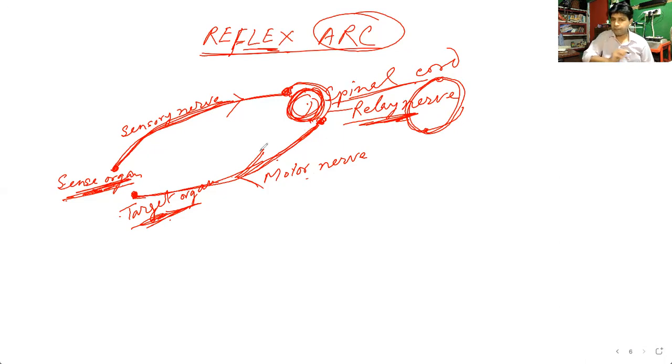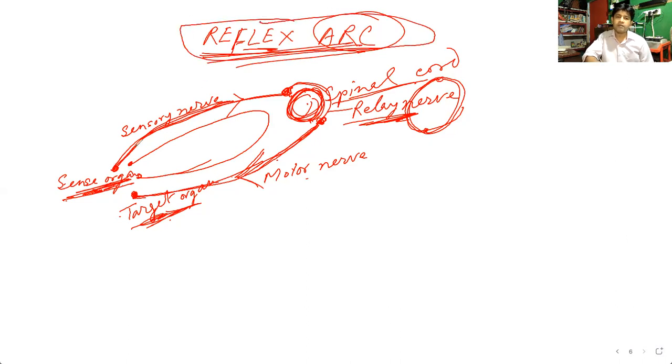All these are involved. Now if you think properly, you see that it starts from here, goes through the spinal cord, and comes back here. That means one arc is completed. So this arc is called the reflex arc. In a reflex arc, what are the components? First of all, the sense organ, sensory nerve, spinal cord, motor nerve, target organ, and the relay nerve. So these are the components of the reflex arc.